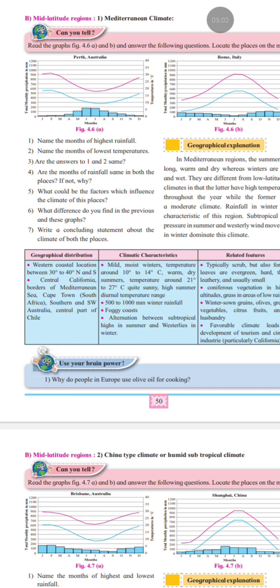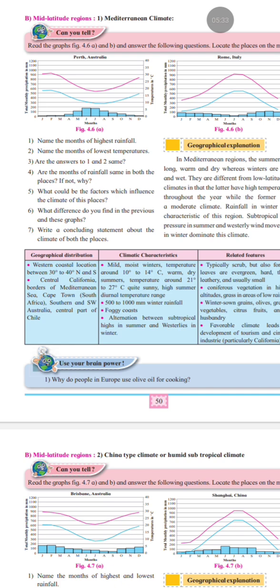And the annual rainfall is around 500 to 1000 mm, mainly during winter season. Distribution: the climate is generally found on the western coastal areas between 30 and 40-degree north and south latitudes. Important regions include Central California, borders of the Mediterranean Sea, Cape Town in South Africa, southern and southwestern Australia, Central Chile.